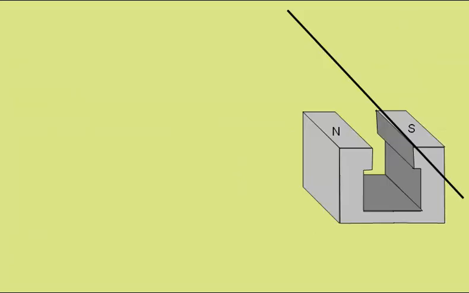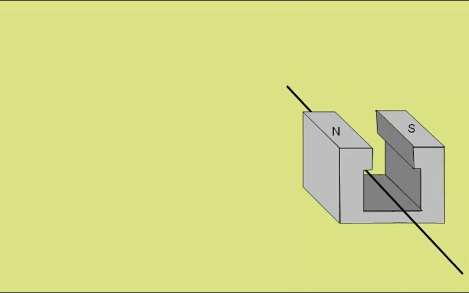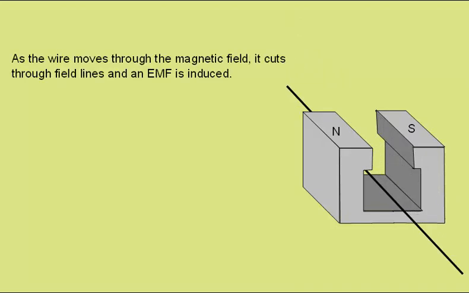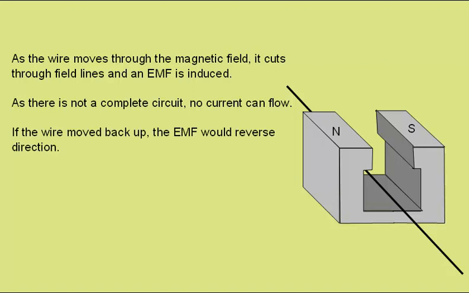Another way of inducing an EMF in a conductor is to cut through magnetic field lines. Here we have a wire, and we can move the wire through the magnetic field like this. As the wire moves through the field, it cuts through field lines, and, as I said, an EMF is induced. As there is not a complete circuit in this case, no current can flow. If the wire moved back up, the EMF would reverse direction.